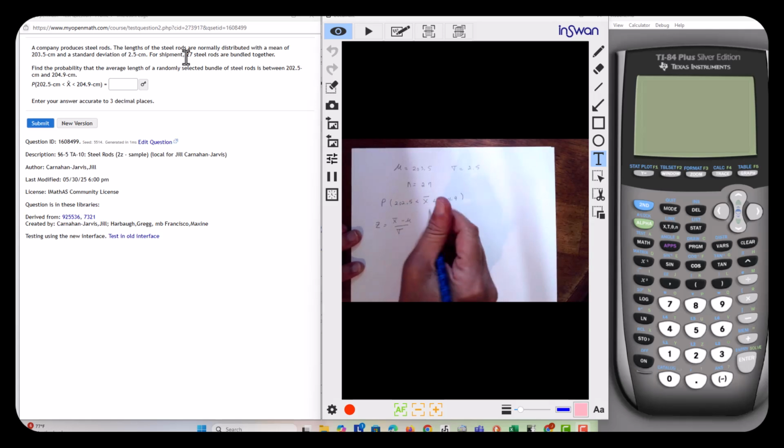So I did this one first. I forgot to put the square root in. Sorry about that. For sample means, you have to put the square root in down there. So let's go. 202.5 minus 203.5 divided by 2.5 divided by the square root of 27.